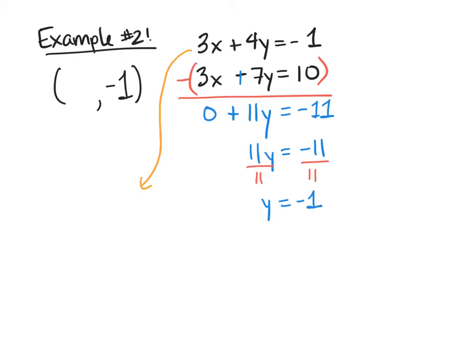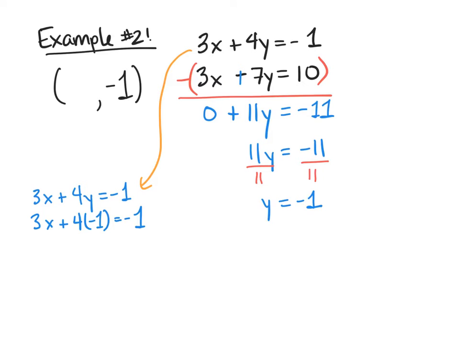So I'm going to rewrite this down here. I have 3x plus 4y equals negative 1. And I'm going to plug in negative 1 for the y.